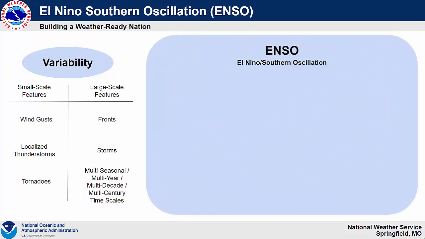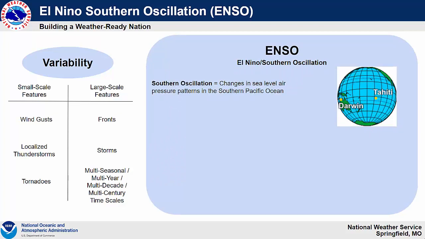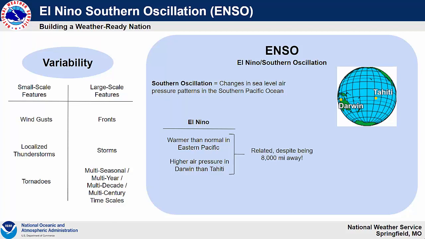Now, this leads us to ENSO, or El Nino Southern Oscillation. When I say Southern Oscillation, that refers to the changes in air pressure at sea level in the southern Pacific Ocean between Tahiti and Darwin, Australia. So during El Nino conditions, the average air pressure is higher in Darwin than it is in Tahiti, and the sea surface temperature is warmer than normal in the eastern Pacific. Despite these two locations being 8,000 miles away, these occurrences are actually related.